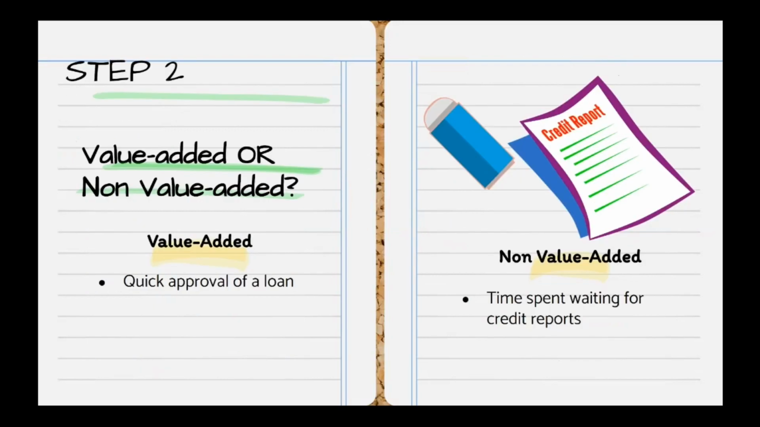As for the next step, the bank institution needs to classify the activity as either value added or non-value added. So as we can see, the quick approval of a loan is a value added activity, while time spent waiting for the credit report is non-value added since it does not add value to the functioning of the business.